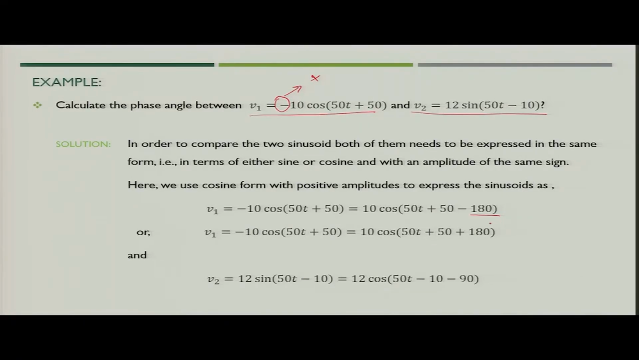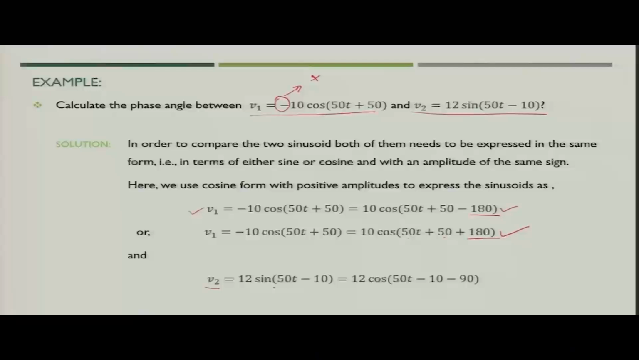So, in this case there are two possible options. One is V1 is equal to 10 cos(50t + 50 degrees minus 180 degrees), as well as 10 cos(50t + 50 degrees plus 180 degrees), because whether it is plus or minus, your output would be minus of cos of that angle. So, we are taking both of the cases and we will justify that in both of the cases we will get the same output.